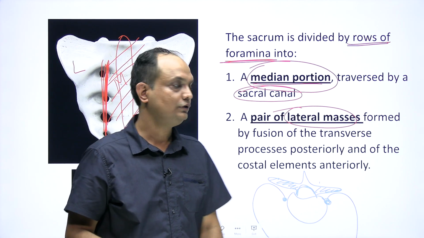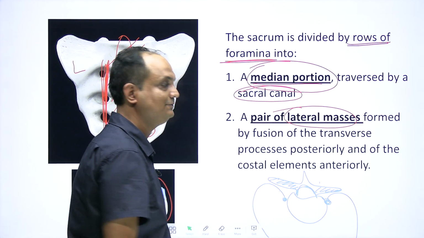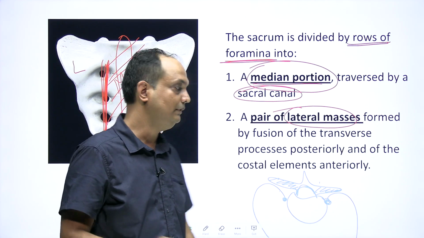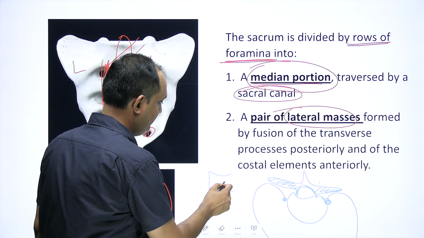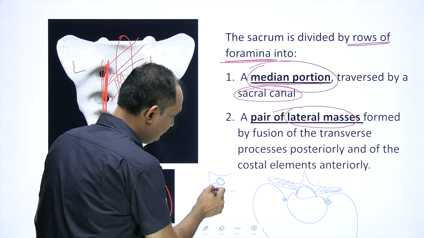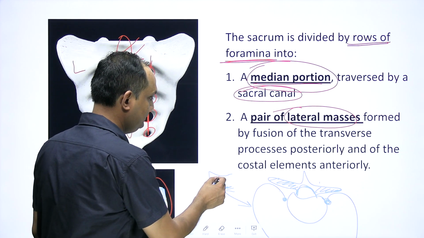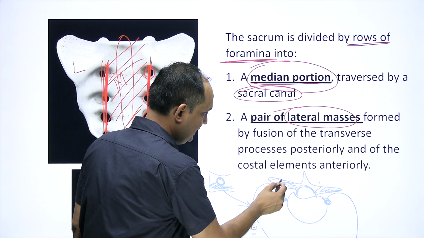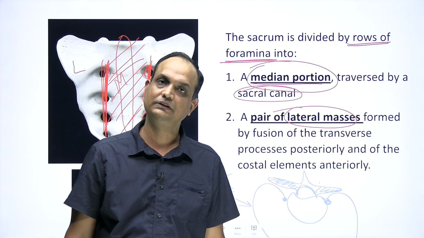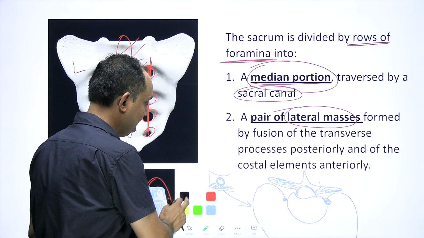The important thing again is that the costal element is always present on the anterior aspect of the transverse process. That means if you see the cervical vertebra, you have the foramen transversarium. The anterior part of the foramen transversarium represents the costal element, not the posterior part. Because here you can see that ribs are also always present on the anterior aspect of the transverse process. So you have to understand this concept.